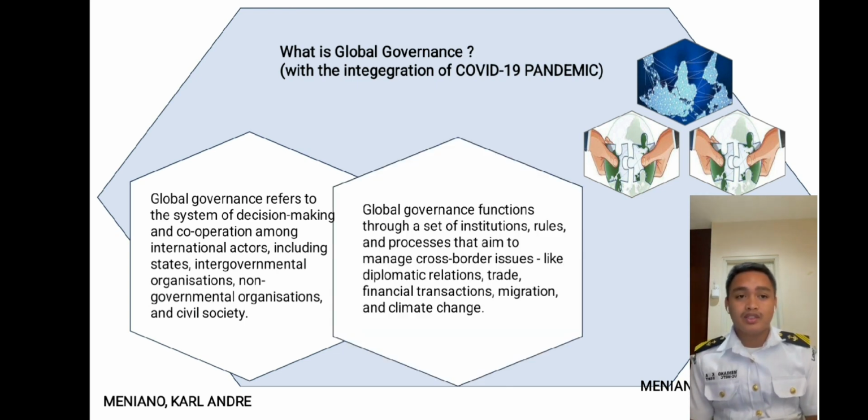So global governance functions through a set of institutions, rules, and processes that aim to manage cross-border issues like diplomatic relations, trade, financial transactions, migration, and climate change. What this means is that we negotiate with other countries. It's like what happened with the pandemic recently. We all know that the vaccines and the face masks did not come from our country. They came from other countries.